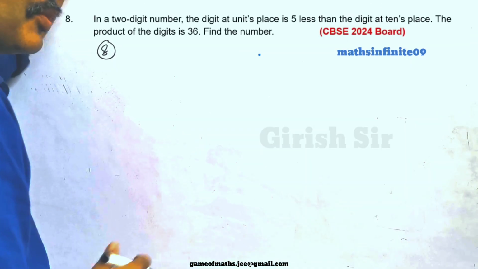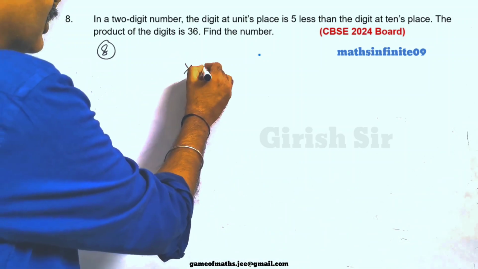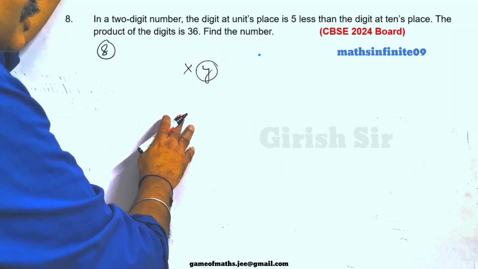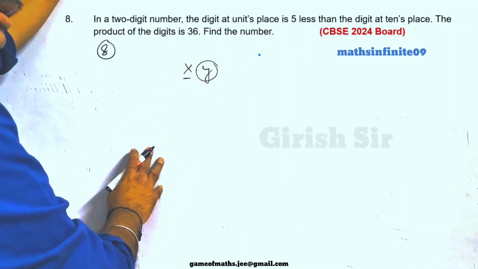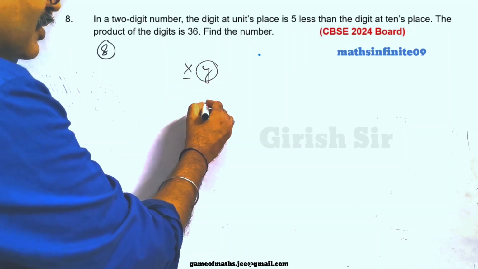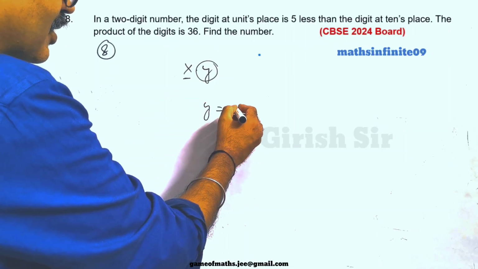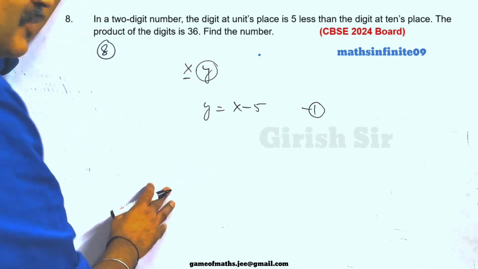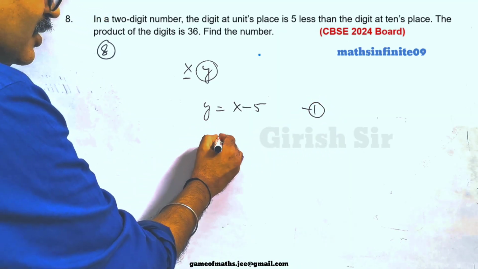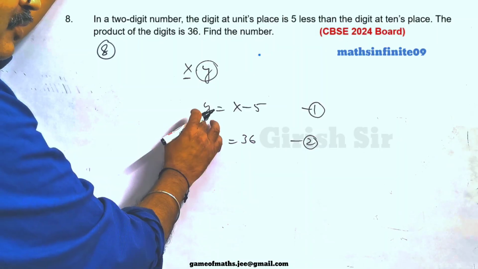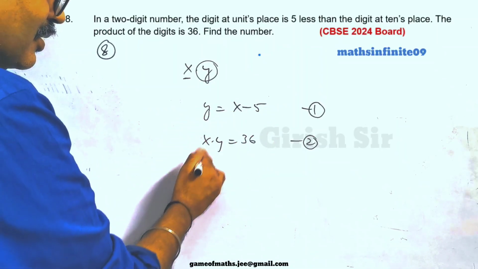The next question is about a two-digit number. We can assume the number as xy, where y is the digit at units place and x at tens place. The conditions specified in the question are the digit at units place is 5 less than the digit at tens place. So y is equal to x minus 5 being one equation. Second, the product of digits is given as 36. So these are the two equations we are required to solve. So I'll put this value y in the second equation.